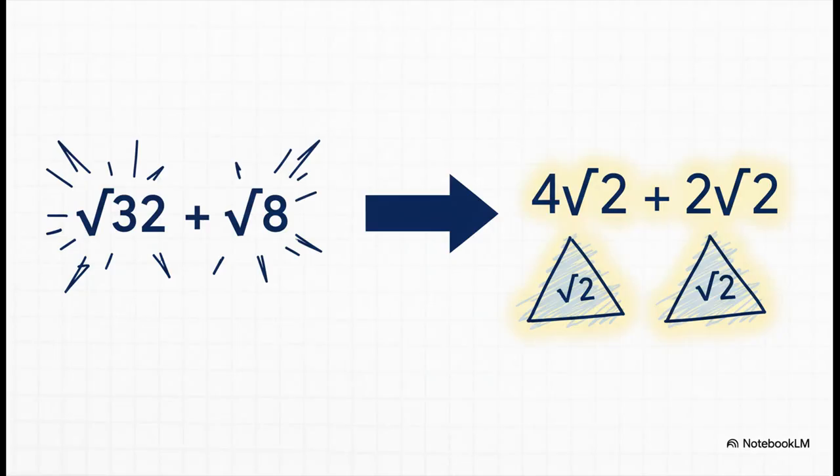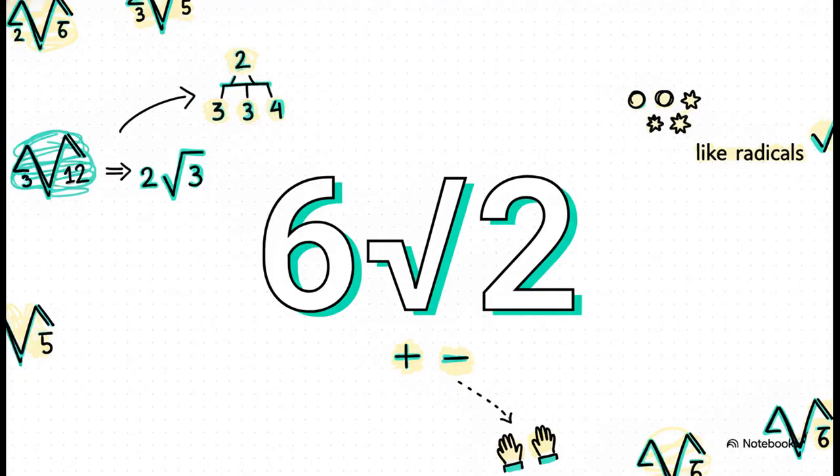That ugly-looking root 32 plus root 8 is now a much friendlier 4 root 2 plus 2 root 2. And just like that, we've made ourselves some like radicals. And from here, it's a piece of cake. 4 plus 2 is 6. The final answer to that big puzzle is 6 root 2.